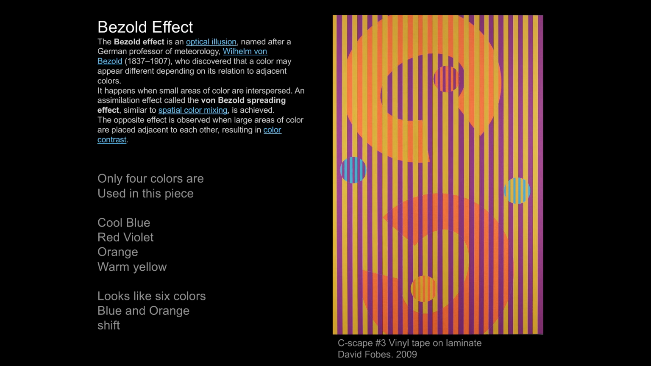So this is not painted, this is color duct tape. I haven't painted the tape. I've used just 4 colors in this. If you look at the orange in the bottom here, this appears to be a red orange, and this one appears to be a yellow orange.